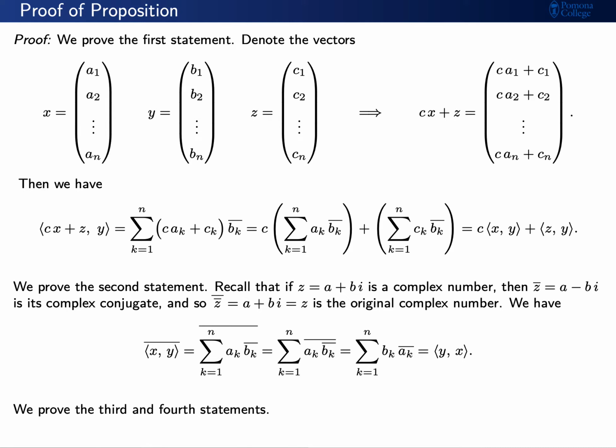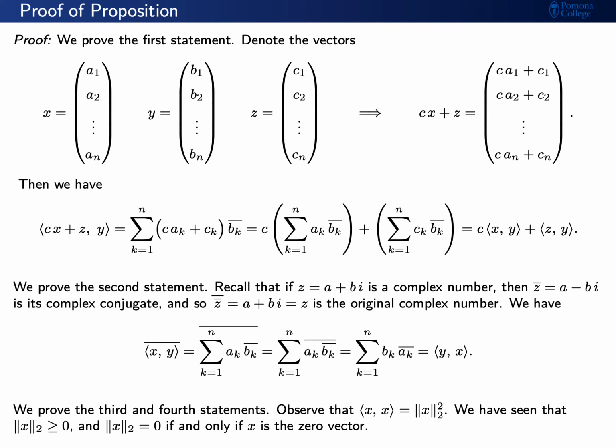So let's prove the third and fourth statements. Let's observe that if we compute the inner product of x with itself, this is just the square of the 2-norm. Indeed, this is just a sum of the absolute value of a_1 squared plus the absolute value of a_2 squared, and so forth. We've already seen that the 2-norm is a non-negative number, and the 2-norm is equal to 0 if and only if x is the 0 vector. We found this before when we looked at properties of p-norms more generally.